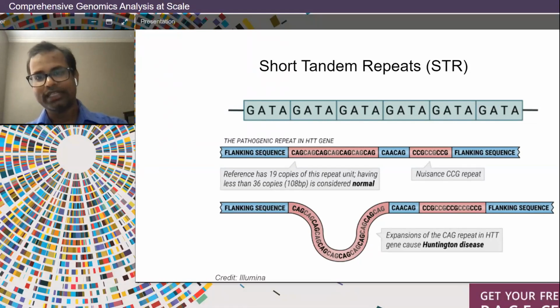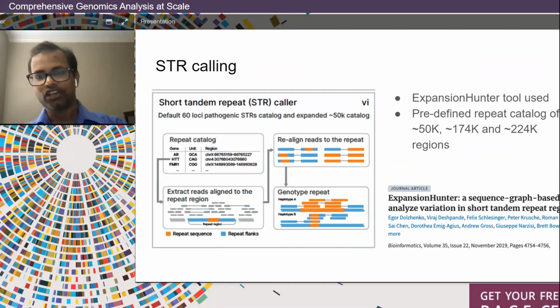The other thing we did was benchmarking the short tandem repeats. Short tandem repeats are very useful. Here you can see an example where the expansion in the short tandem repeats causes Huntington disease. For short tandem repeats, DRAGEN uses the ExpansionHunter tool that was published in 2019, and it uses predefined repeat catalogs. You can see the repeat catalog in this figure, the first one.